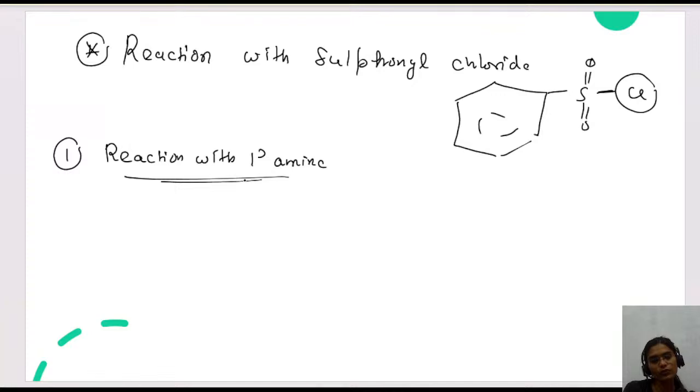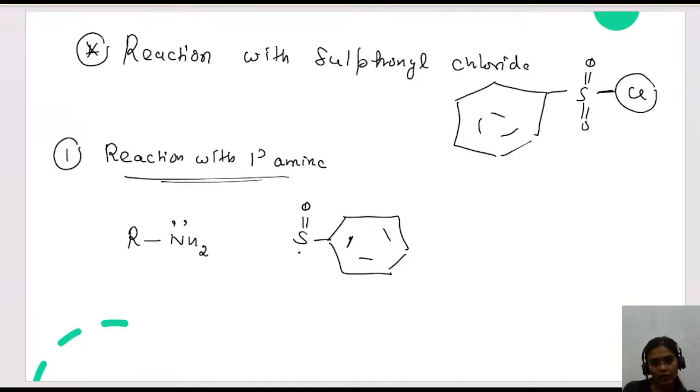Okay, so just think about it. Let's suppose I have a primary amine. This is my primary amine. Nitrogen has a lone pair, right? Let me write like this. This is SO, and this is chloride. So just treat this sulfonyl chloride like a carboxylic acid derivative. We already covered so many reactions with RNH2 and the CO part here.